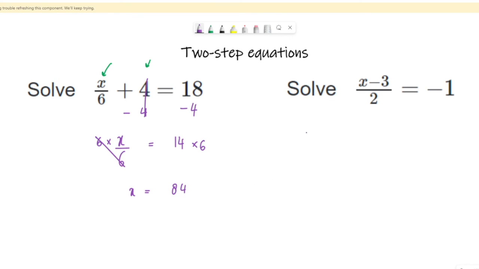84. The last example you can see here: you are dividing x minus 3, which is one term together, by 2. So first we will deal with divide by 2. The opposite of division is multiplication. Multiply by 2, multiply by 2. 2 cancels 2. We are left with x minus 3 equals negative 2. The inverse of minus 3 is plus 3 on both sides. So 3 and 3 cancel each other. x is equal to positive 1, or just 1 you can say.